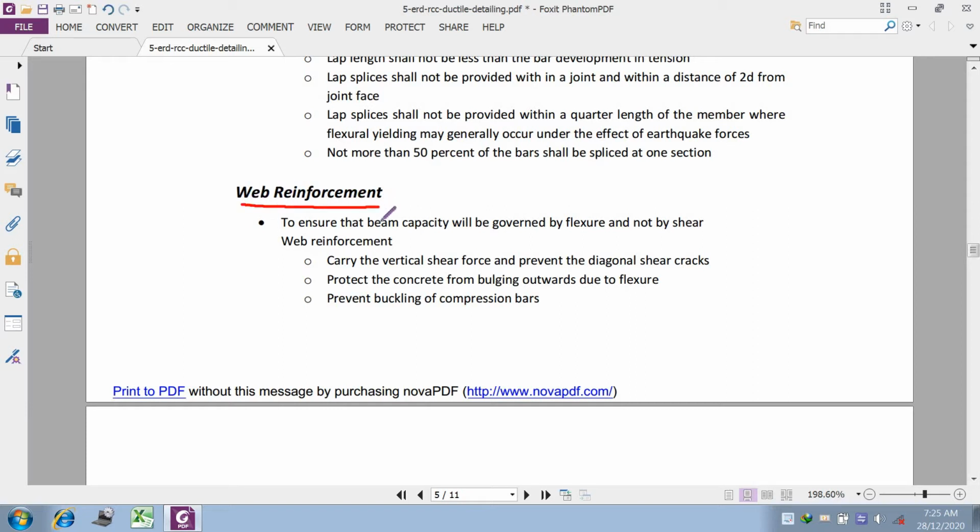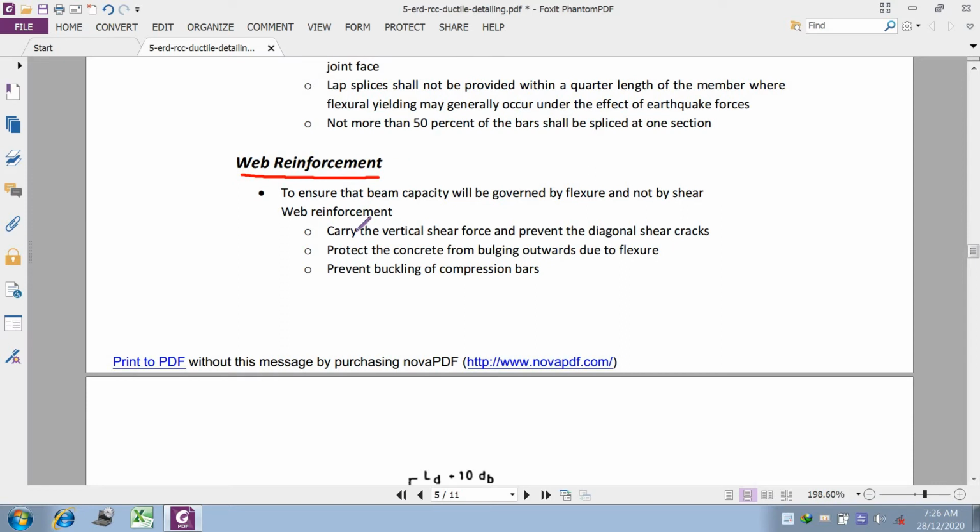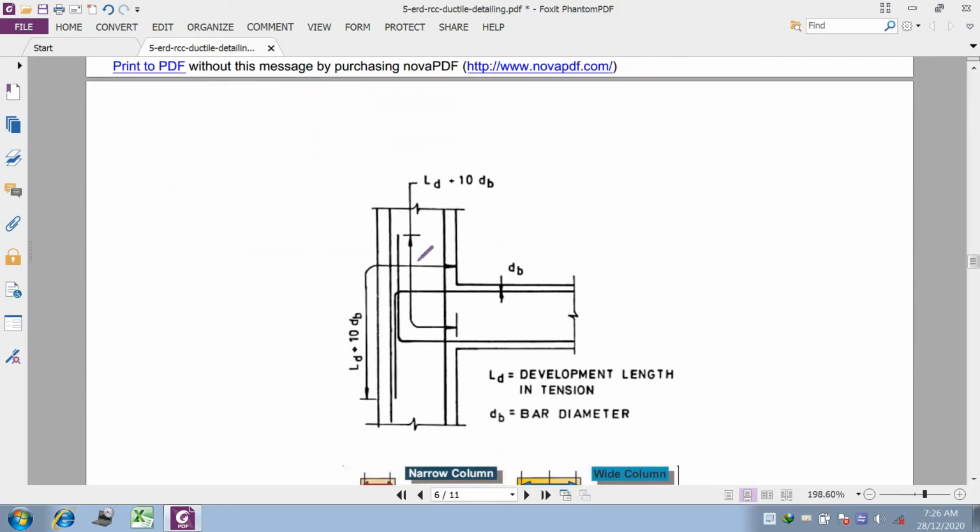First of all, what are the basic requirements of web reinforcement, to ensure that the beam capacity will be governed by flexure and not by shear. It should carry the vertical shear force and prevent the diagonal shear cracks. Protect the concrete from bulging outwards due to flexure and prevent the bulging of the compression bars. So these are the main factors.